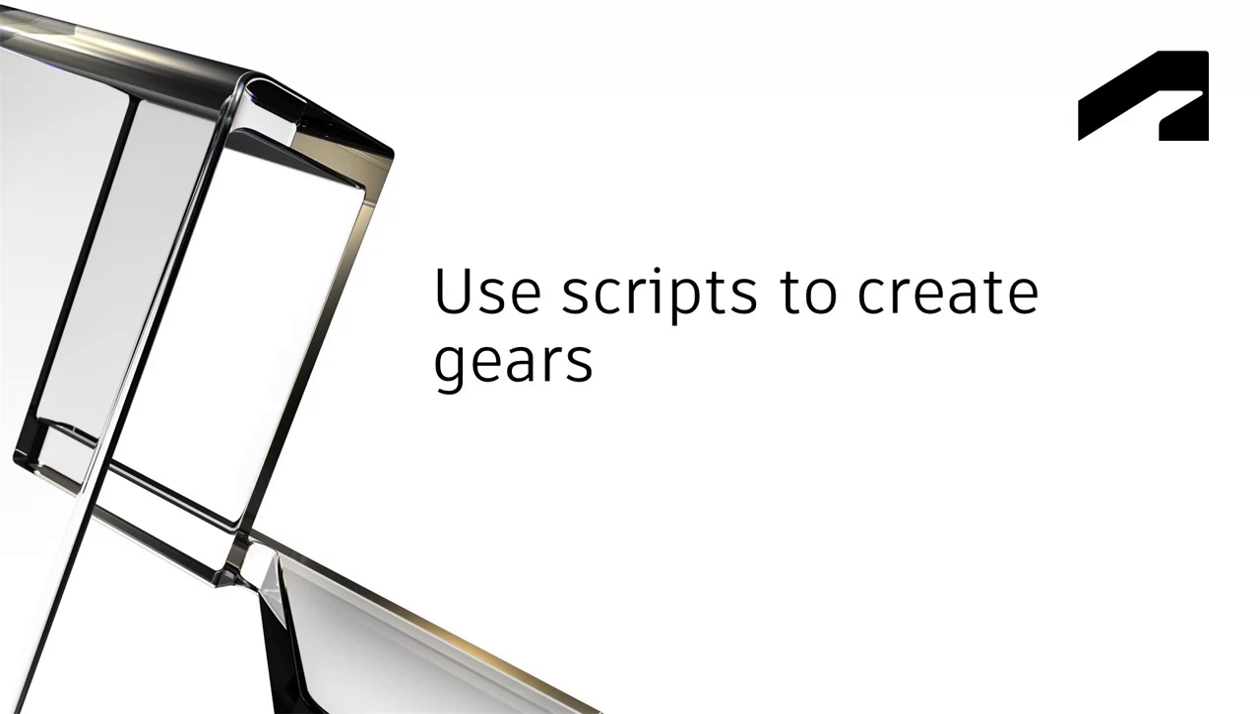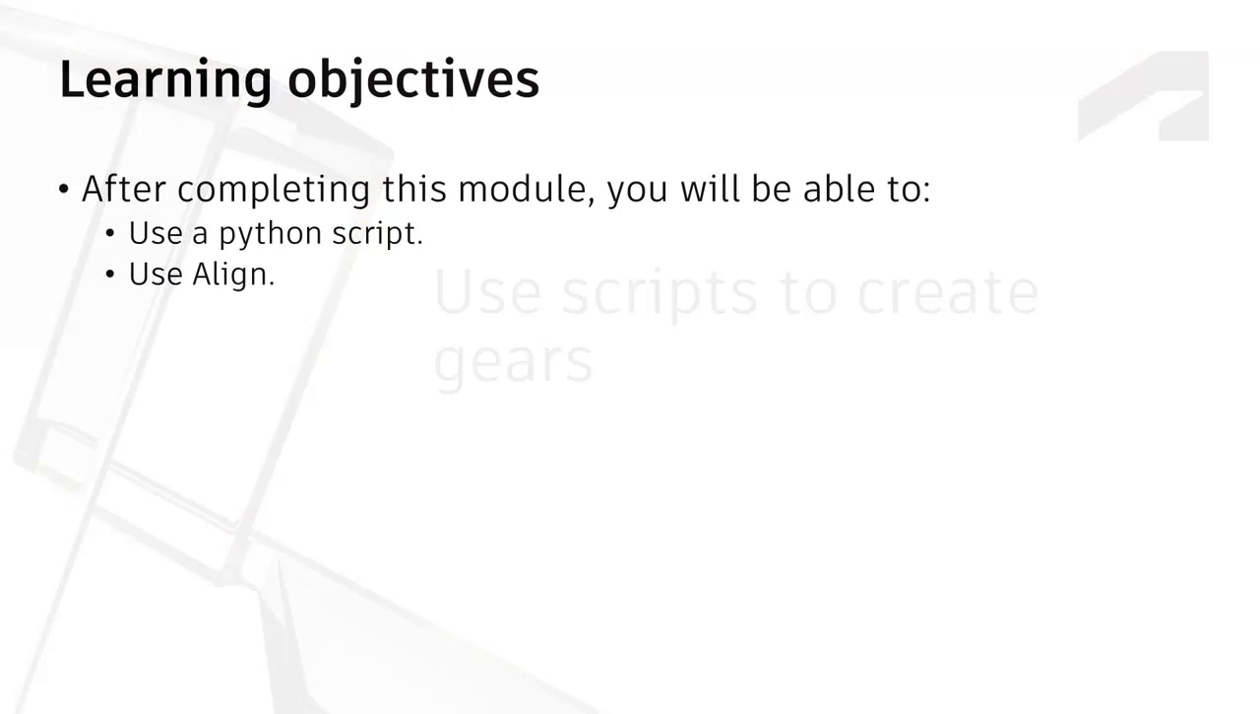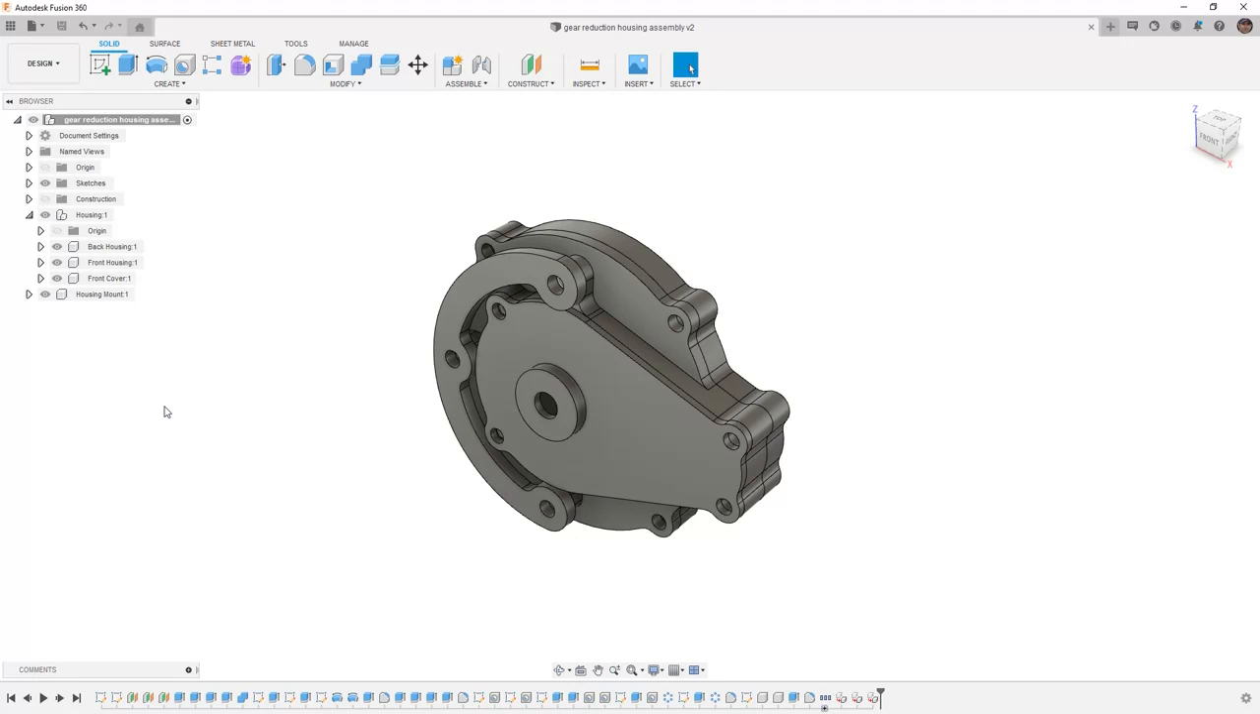Use scripts to create gears. In this video, we'll use a Python script and we'll use align. In Fusion 360, we want to carry on with our gear reduction housing assembly.